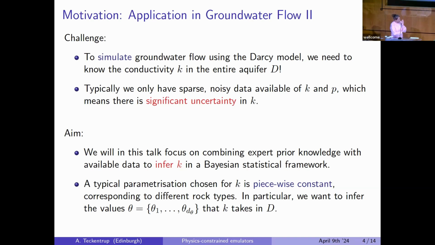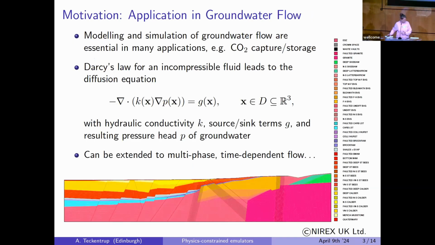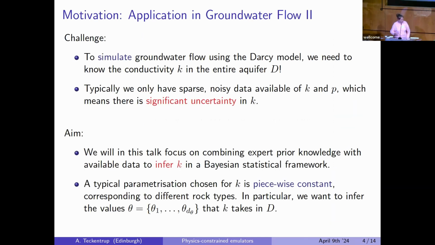Typically, what people assume is that the conductivity is piecewise constant, so that's what we'll do here. Again, if you go back to the image that we have, the K is really a property of the type of rock that you have, and so K will take a given value for a given type of rock. And so in that sense, it makes sense to assume that it is piecewise constant.